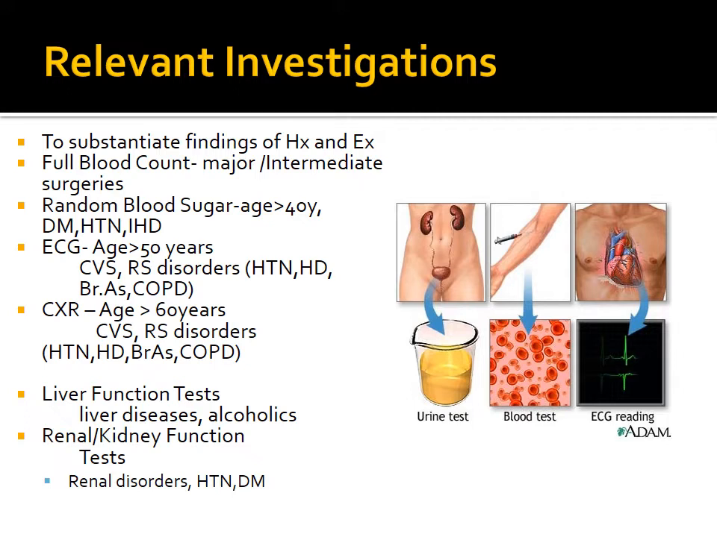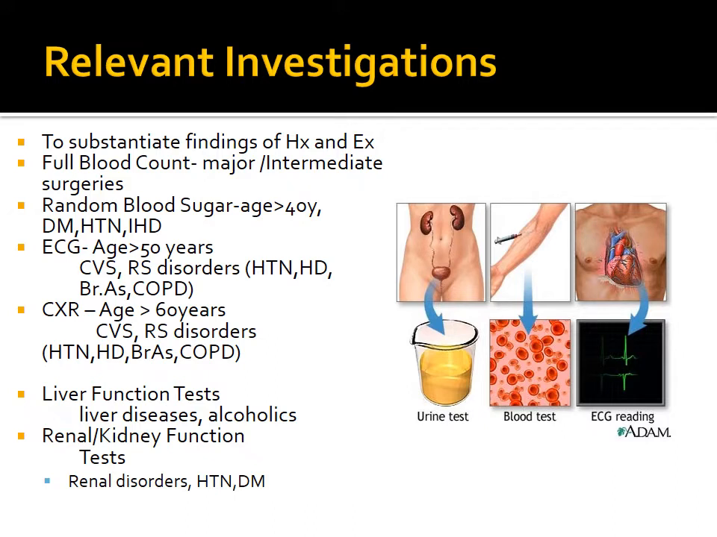You have to draw blood or collect other specimens like sputum or urine, and send all those unnecessary specimens to the laboratory. Sometimes if you get a bizarre result, then you do not know what to do because it is not relevant to your history and examination anyway. So do only the relevant investigations. For instance, a full blood count is generally important for all major and intermediate surgeries.